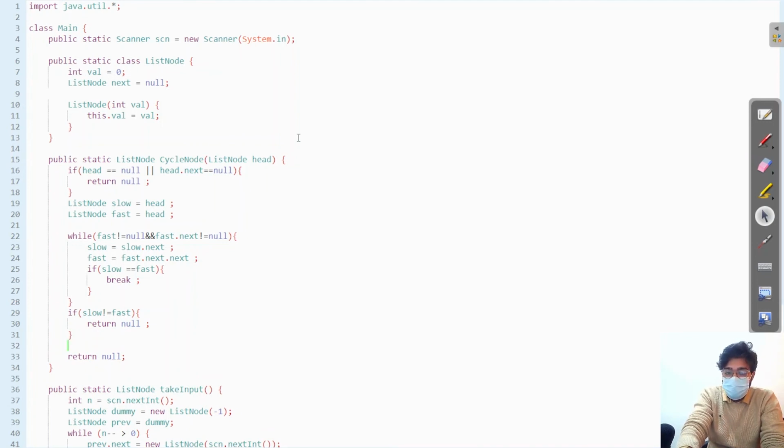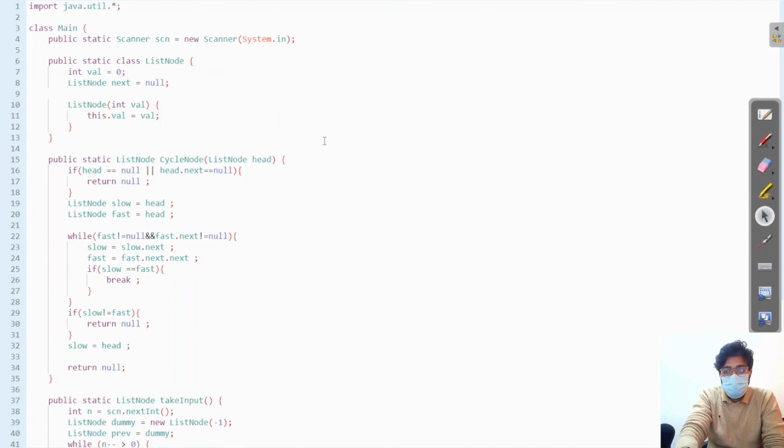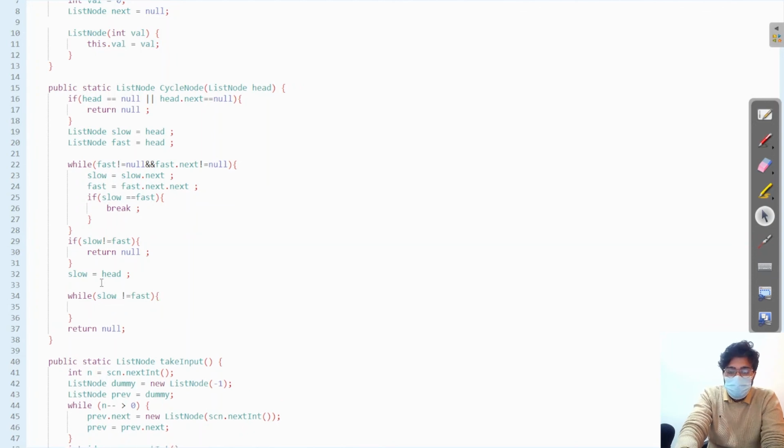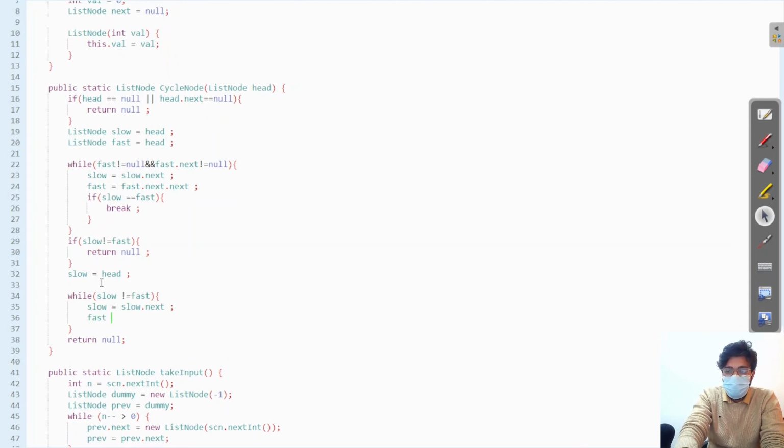But if the cycle exists, what will we do? First of all, we make slow as head. This is the first thing we need to do. And the second thing we need to do is while slow is not equal to fast, we run slow is equal to slow.next and fast is equal to fast.next, right? And at the end, we don't need to return null, we need to return slow or fast. You can return either, because both are the same node which we wanted. Right?